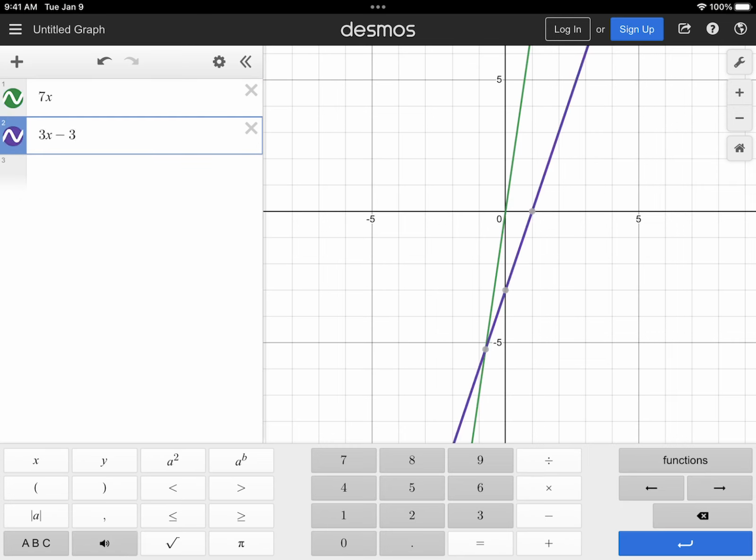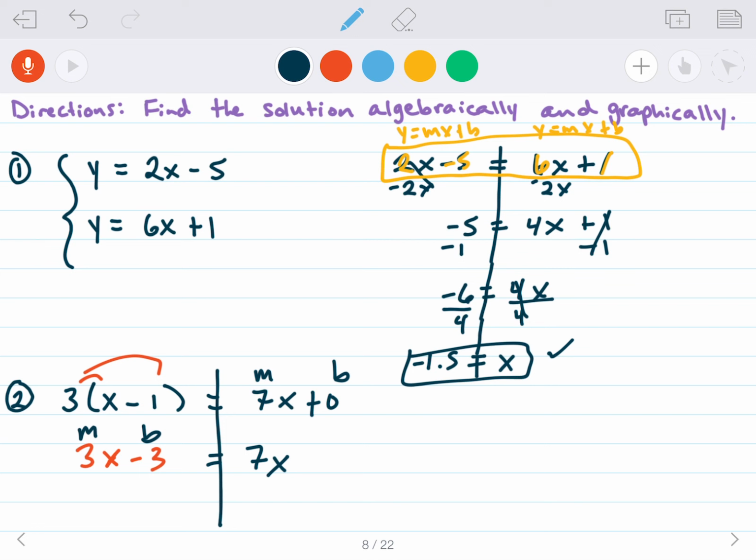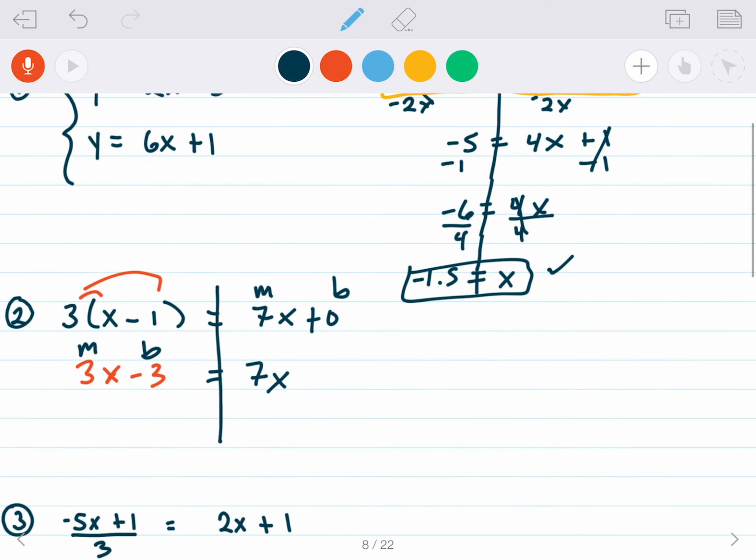Alright, now all we're going to do is tap on their intersection and we can see that they intersect at x equals negative 0.75. So that's what we should get when we set these equal to each other. So let's continue the algebra.